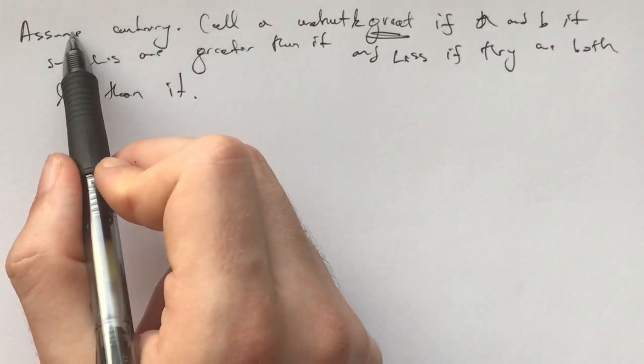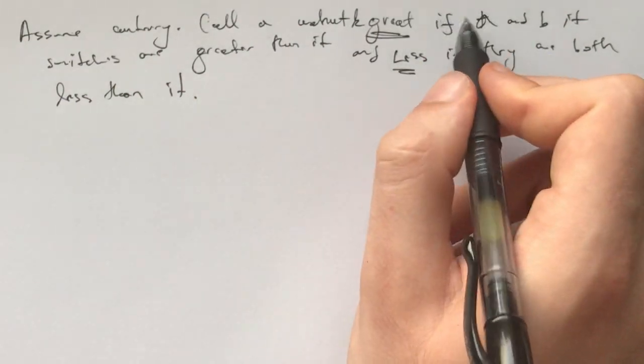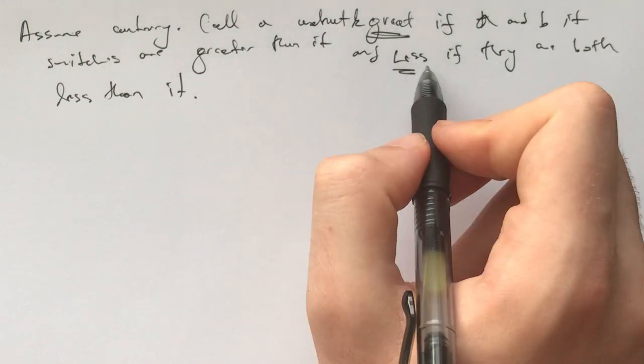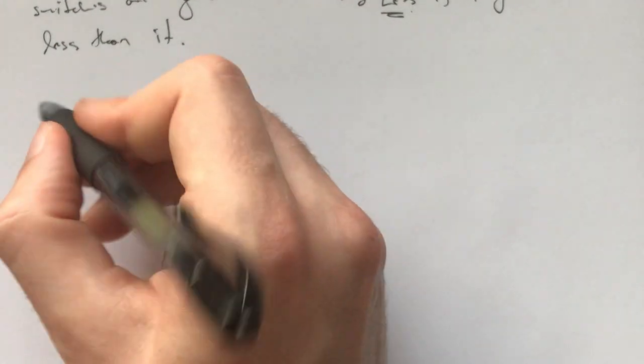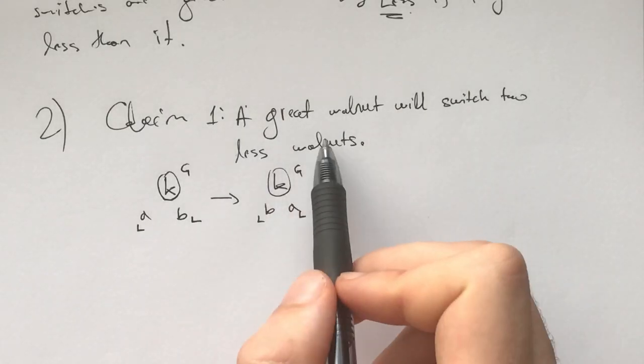So we first set it up, assume the contrary, and call a walnut k great if A and B are greater than it, and less if they're both less than it. And now we move on to our claims. The first claim is that a great walnut will switch to less walnuts.